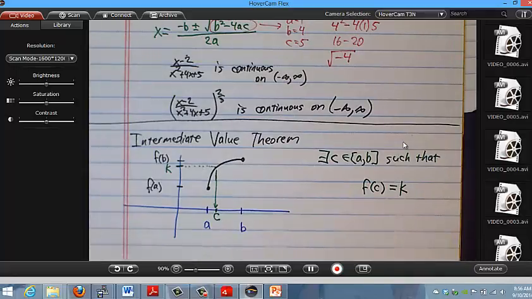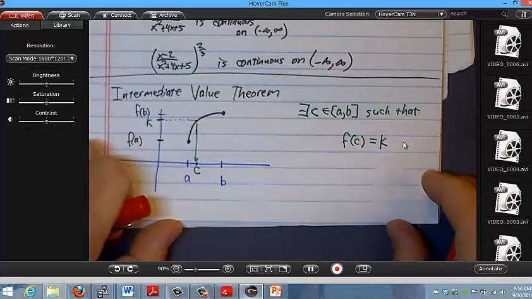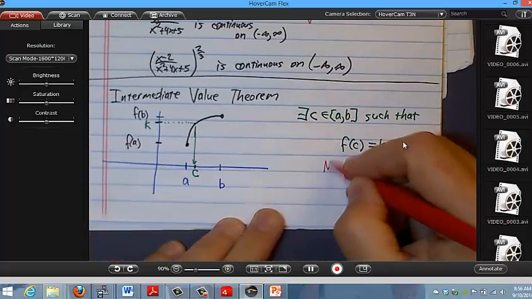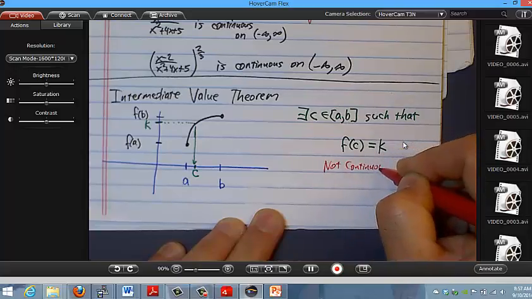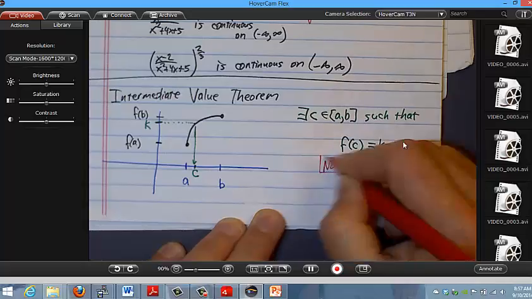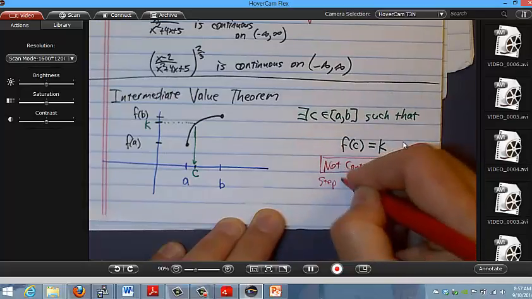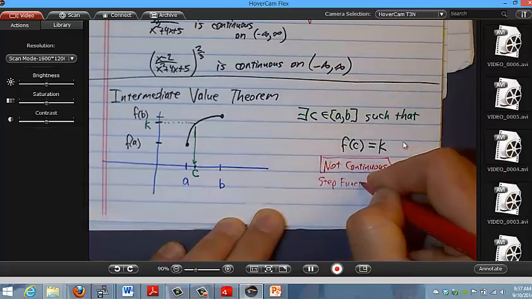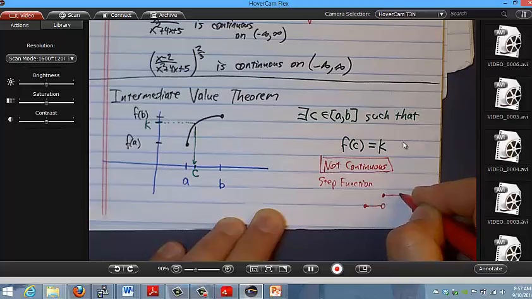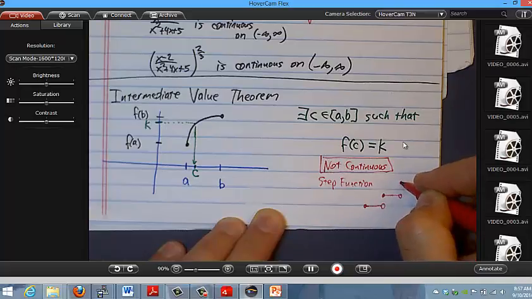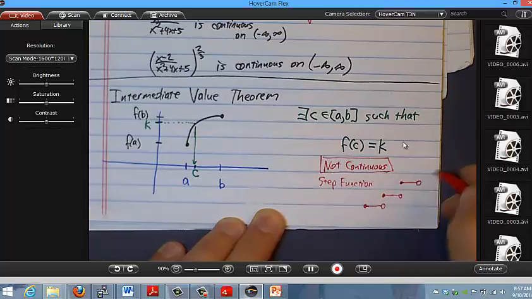Classic example of a function that's not continuous. Let me show you this over on the corner here. Here's a function that is not continuous. It's called a step function. I don't know if you've seen this before, but it kind of looks like this. Maybe you have. You know what this could be?